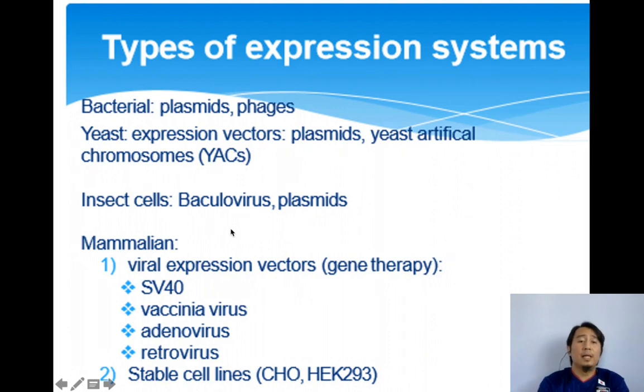In mammalian, viral expression vector, we call it virus lah. Usually mainly we use in gene therapy. Ni contohnya SV40, vaccinia virus, adenovirus and retrovirus. And this is stable cell line lah. Stable cell line, CHO and HEK293. So, this is the name of the stable cell line.